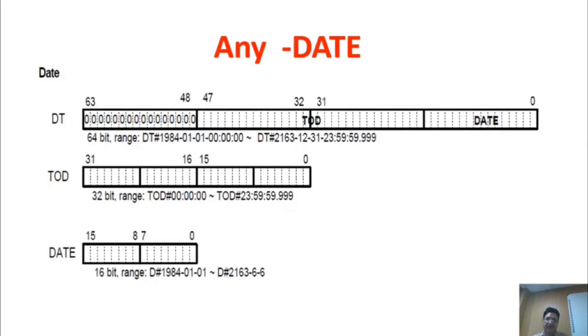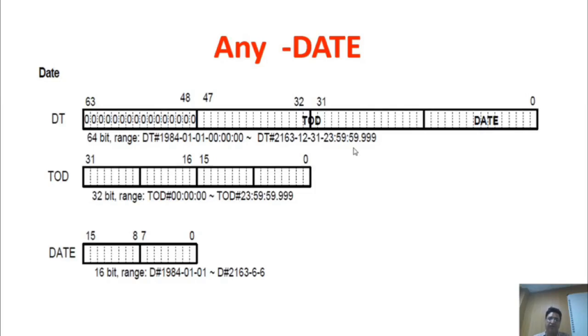We also explained about AnyDate. We said that it has a type called date, which stores the date for us, and it's a 16-bit data type. There's time of day, which is a 32-bit data type that can store the time for us, and there's also date and time, which is a 64-bit data type that can store both the date and the time for us.